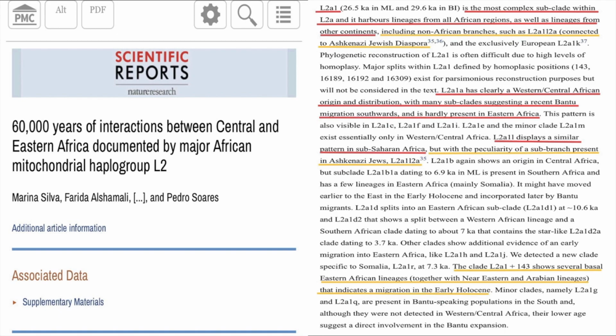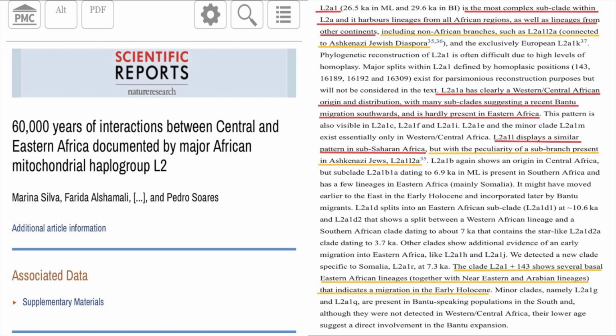60,000 years of interaction between Central and Eastern Africa documented by major African mitochondrial haplogroup L2. So it says L2A1 is the most complex subclade within L2A, and it harbors lineages from all African regions as well as lineages from other continents, including non-African branches such as L2A1 L2A connected to the Ashkenazi Jewish diaspora. L2A1A has clearly a Western/Central African origin and distribution, with many subclades suggesting a recent Bantu migration southward and is hardly present in Eastern Africa.